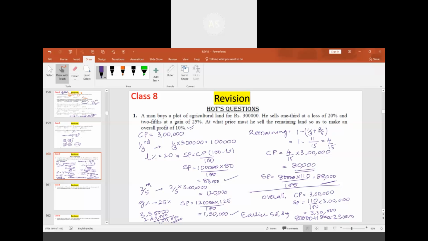But what is the use of finding this here, the 88,000? Sir, it is of no use. So actually this part is of no use. To find the overall, we can straight away consider from here.